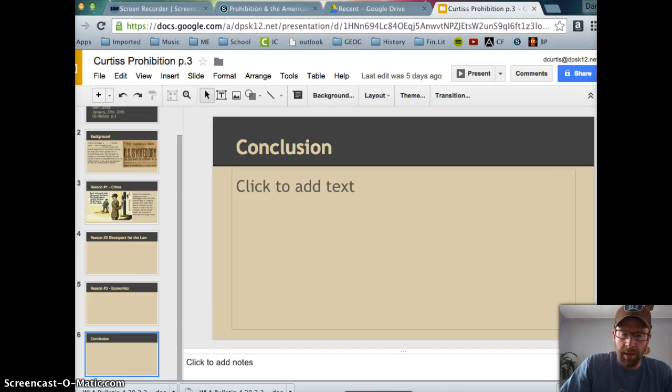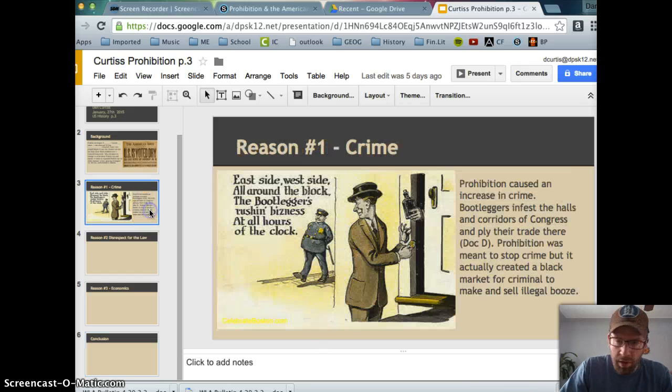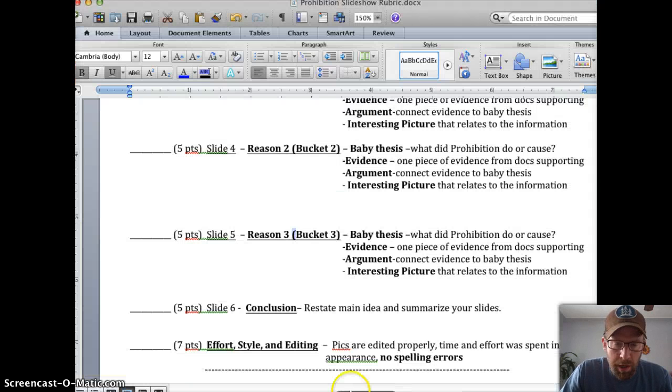And then last but not least, this isn't an extra slide, but this is overall effort, style, editing. Make sure your pictures are edited. It doesn't look sloppy. No spelling errors. You can see right here I made a mistake and I would take off a point, or maybe half a point or something, because I need an S in there. So just double check your work, okay? And I make mistakes as well, and then I need to go back and edit that, just like you guys do. So that's it.